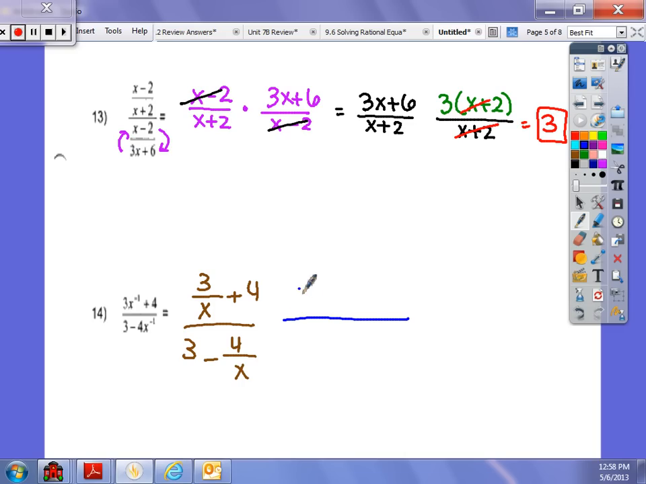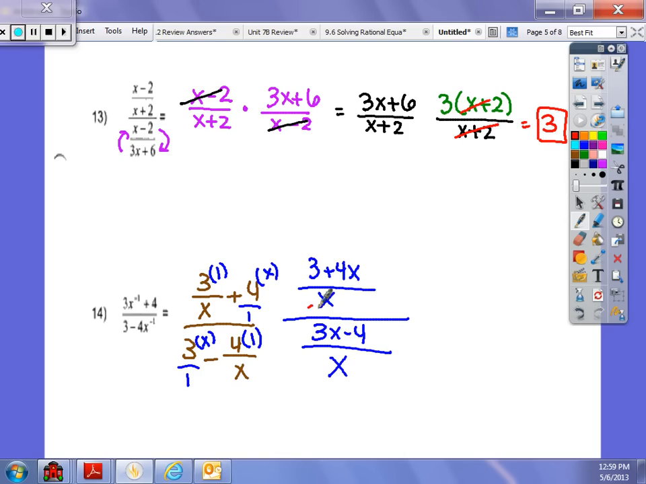So we're going to get our common denominator, which in this case will be x. So if you cross multiply, 1 goes there, x goes there, so we're left with 3 plus 4x. And we'll fix the order later. If you cross multiply here, 3 gets x, and 4 gets 1, so you're left with 3x minus 4.